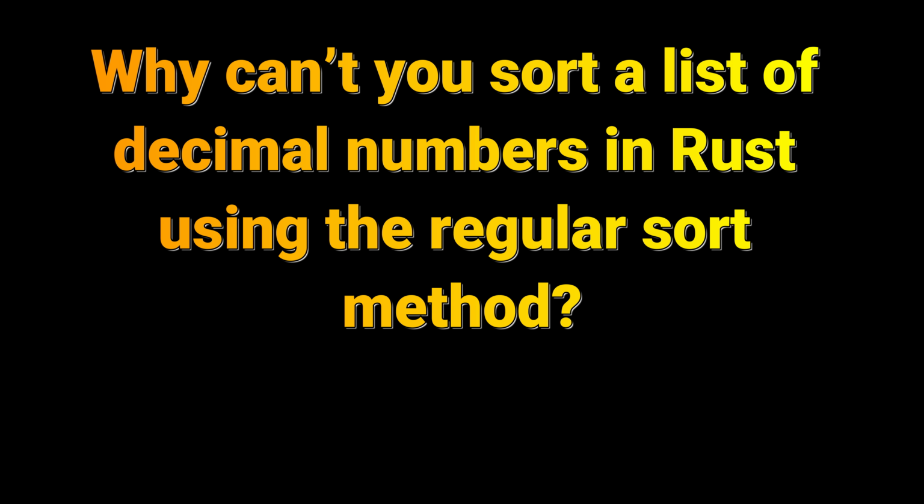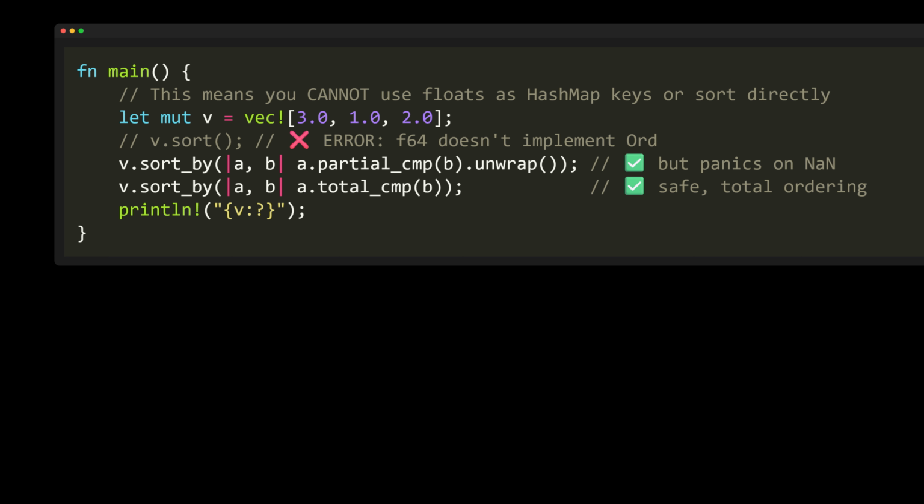Question. Why can't you sort a list of decimal numbers in Rust using the regular sort method? Decimal numbers in Rust don't implement the full ordering trait because of a special value called NaN, which stands for not a number. The problem is that NaN is not equal to itself, which breaks the rules for normal sorting. Instead, you need to use a special comparison method called total_cmp, which handles NaN values in a consistent way.